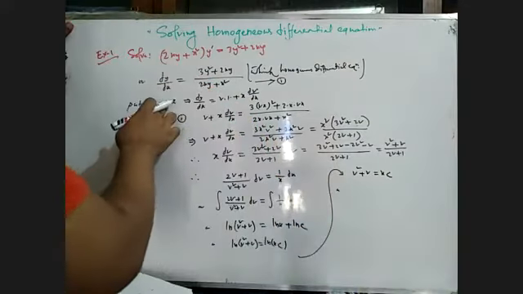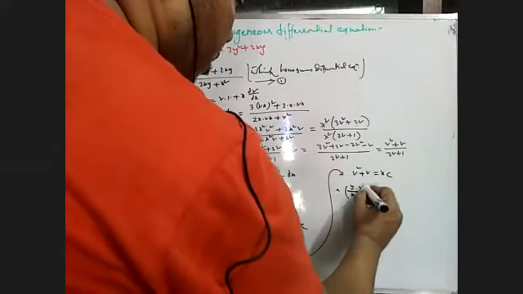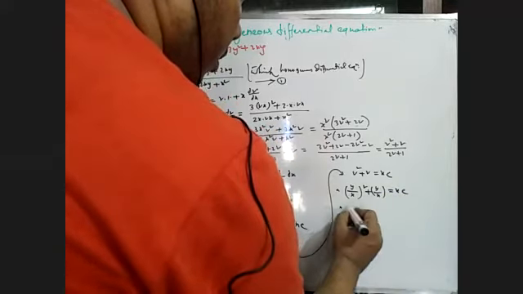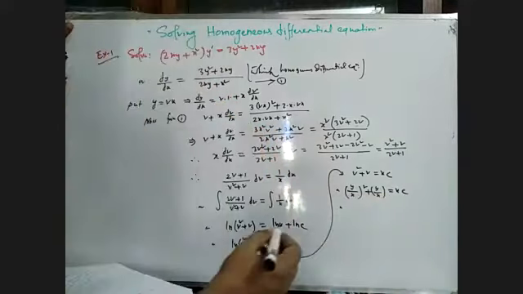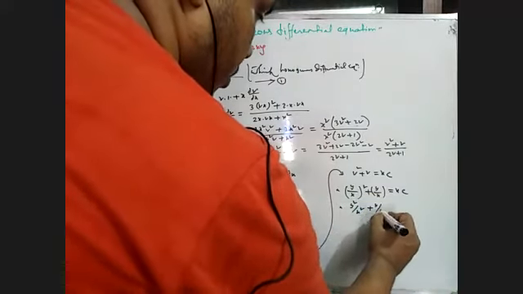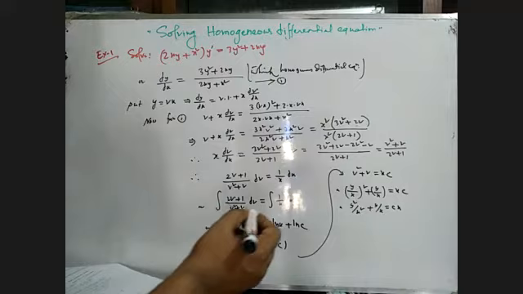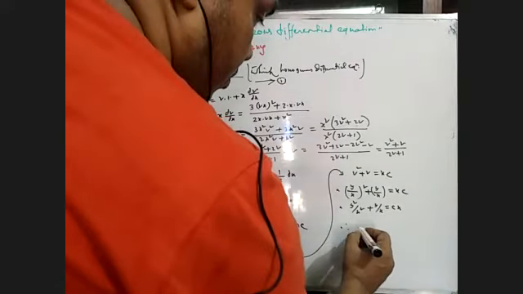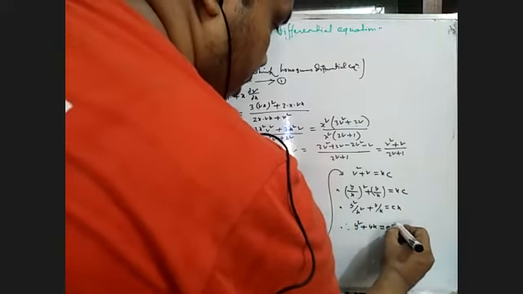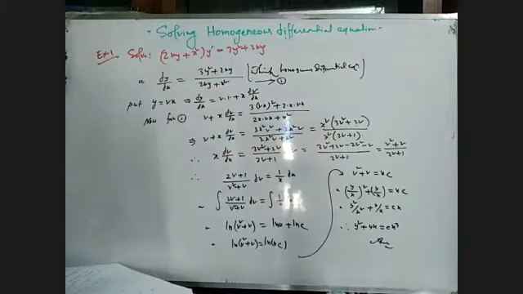But v square means what? (y by x) whole square. Remember it, v equals to y by x. Okay, or from this, y square by x square plus y by x equals to cx. Now multiplying by x square on both sides, y square plus yx equals to cx cube, which is the required solution. Okay, which is the required solution.